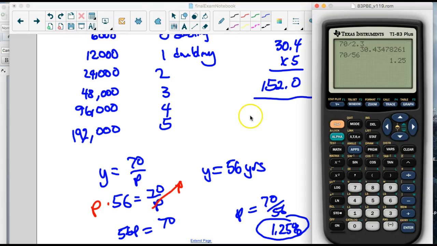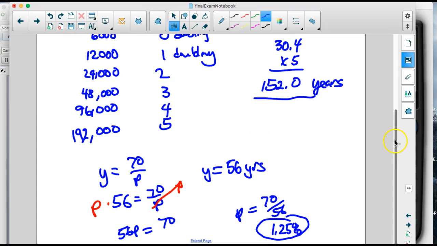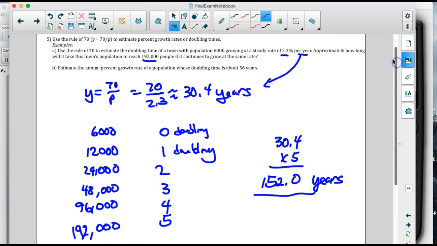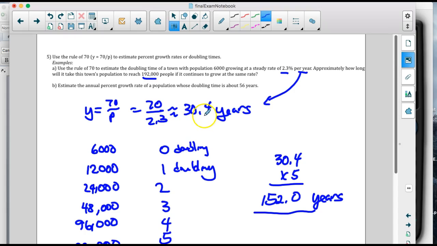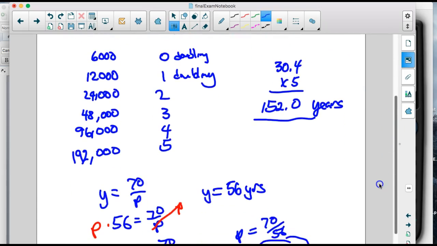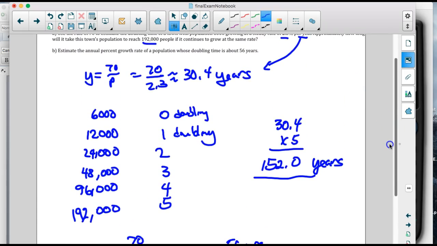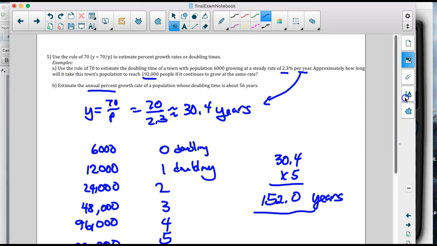All right, so either way, we can use this formula to calculate the number of years it takes to double, and then count how many times it takes to double, or we can take the number of years and stick it in there and figure out what our annual percentage rate is. All right, so that's how we figure out that problem.